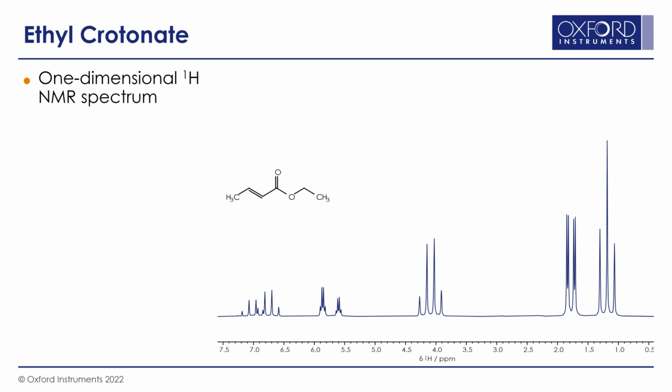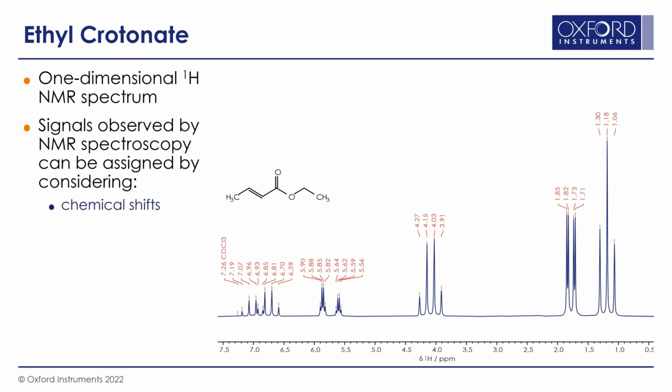This spectrum is of a simple small molecule, ethyl crotonate, and comprises 5 signals, corresponding to the 5 chemically unique proton environments in the molecule, each made up of multiple distinct peaks. Each of these signals can be uniquely assigned to one of the proton environments in the molecule by consideration of various features of the spectrum.